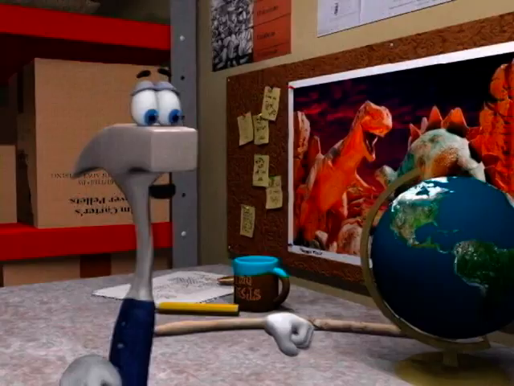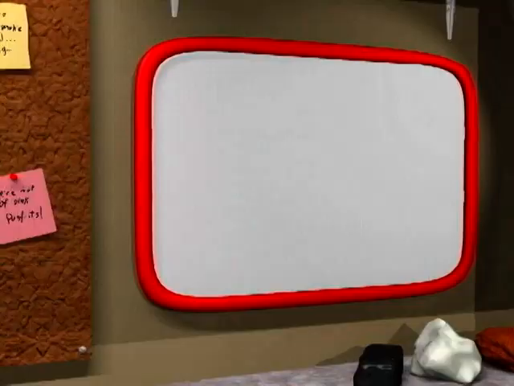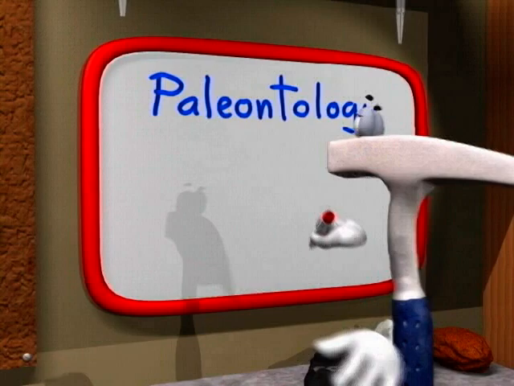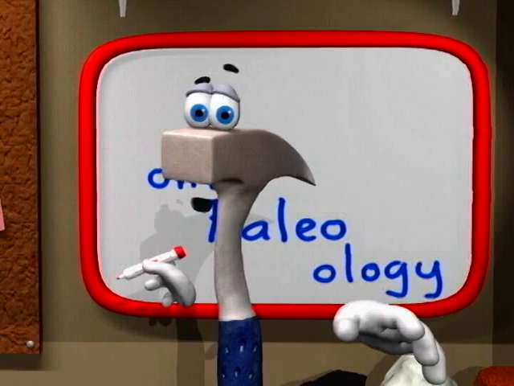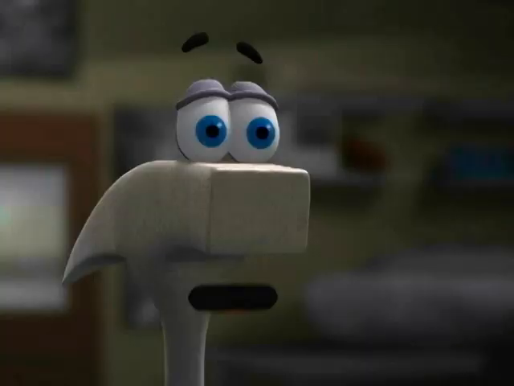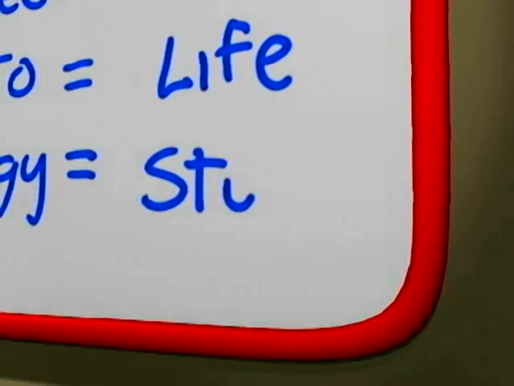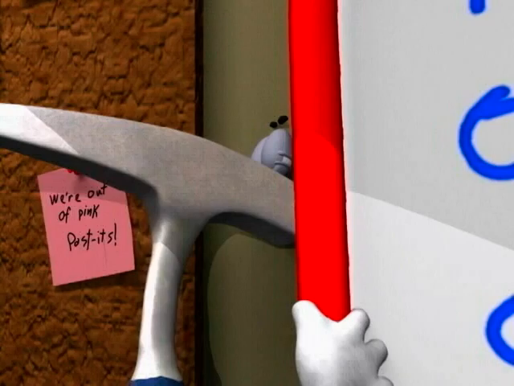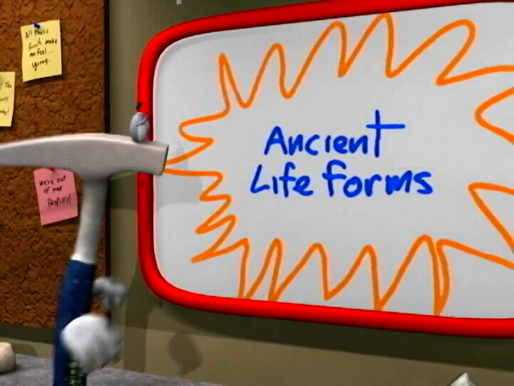So, how do we know they existed? Because they left parts of themselves behind, buried in the ground. And the science of studying these ancient plants and animals is called paleontology. The word paleontology comes from the Greek words paleo, which means old, onto, which means life, and ology, which means study. Or more simply, the study of ancient forms of life.